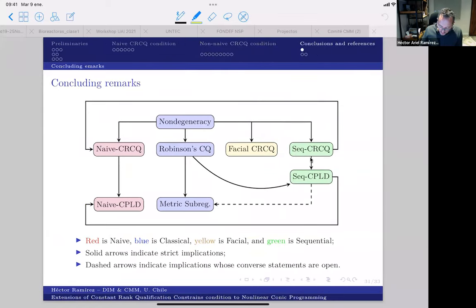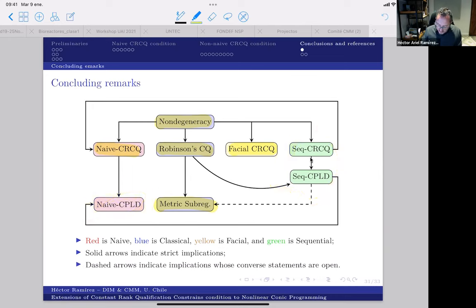And to conclude, I'm just going to provide the panorama and some gaps that we still have in our work. In this talk, I have just talked about nonlinearity, Robinson. Methods of regularity I didn't mention, but maybe you know what they are, naive and facial, right? I didn't talk about sequential, and I didn't talk about the variation of this condition with CPLD, constant positive linear dependence, okay? But anyway, we have a very nice panorama of our condition.